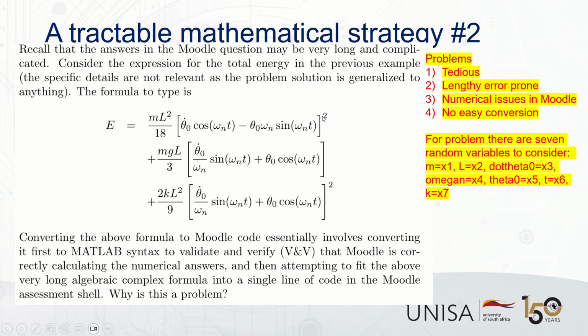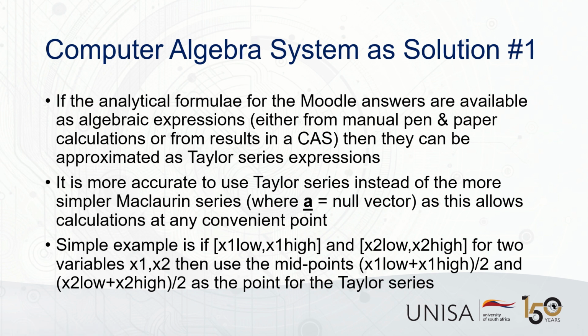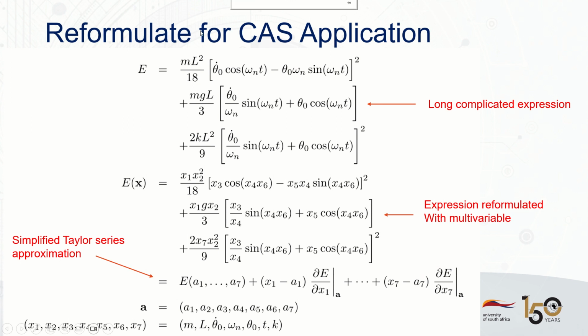How do we solve the challenges? The challenge I identified could be solved using computer algebra systems. If we have an analytical formula for the expressions, we can construct a Taylor series expansion instead of a Maclaurin series, and then the Taylor series would be a simplification of the formula. So we have a long, complicated expression. We convert the expressions with arbitrary terms, Roman letters, Greek letters, into parameters x1, x2, x3, and so on. And then we form a simplified Taylor series approximation of the arbitrary expression, and we truncate it.